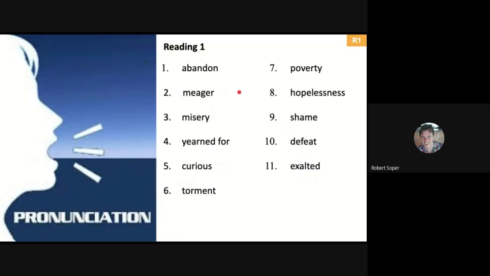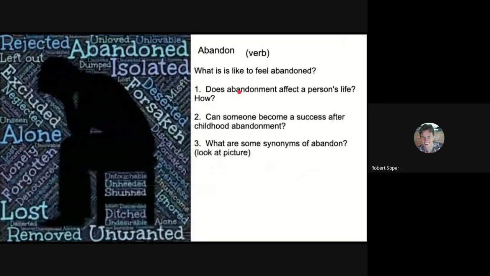Okay, let's look at some of these words in more detail. So let's think about this word abandon. Here we've got the word abandon. It's being introduced to us as a verb. Now on your vocabulary sheet, we know it can also be used as a noun. So I believe it was introduced as abandonment. But let's think about what this word might mean. What is it like to feel abandoned? Do you think it's a positive feeling or a negative feeling?